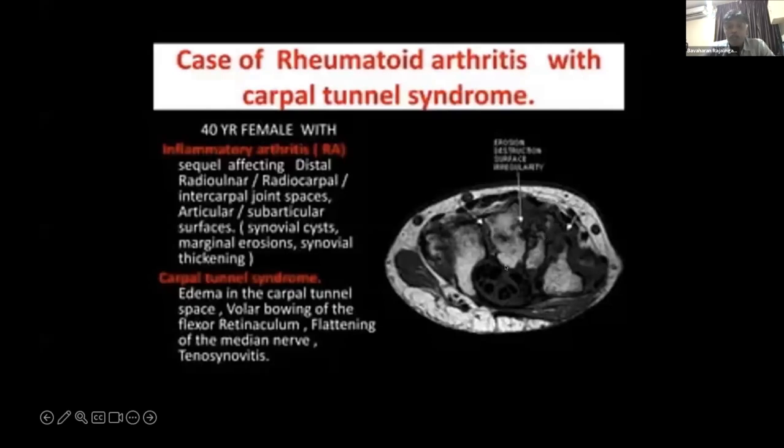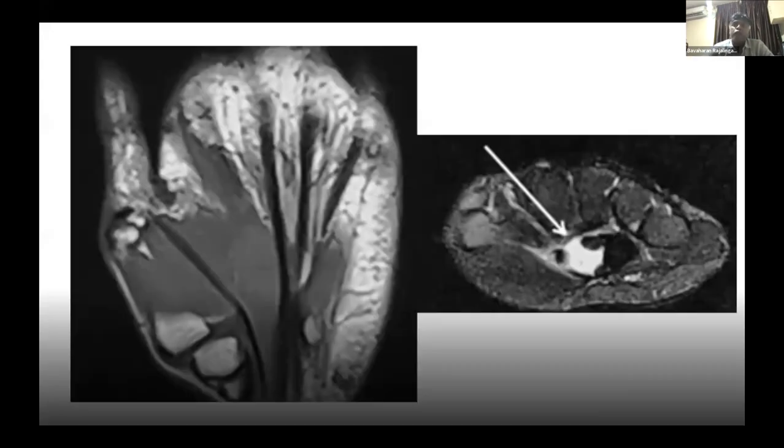In case of rheumatoid arthritis, there is a lot of destruction around the distal carpal bones, especially the radiocarpal bones, as well as the first metacarpophalangeal joint. And there is multiple destruction and areas of synovial thickening. That can lead to synovial thickening within the carpal tunnel and cause compression on the median nerve also. So again, the findings are the same, but if there is a cause, that needs to be addressed and diagnosed.